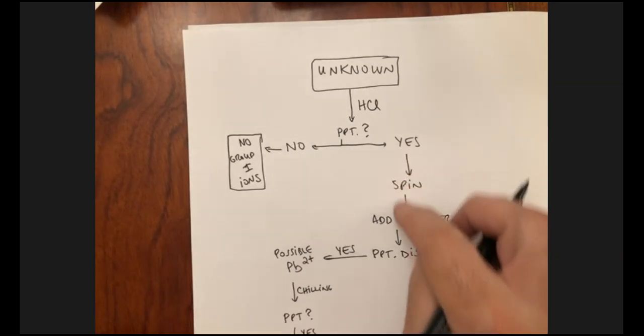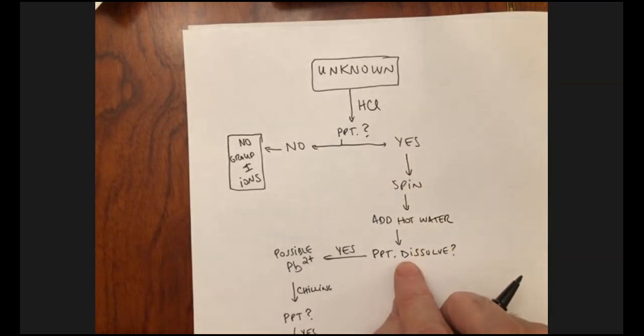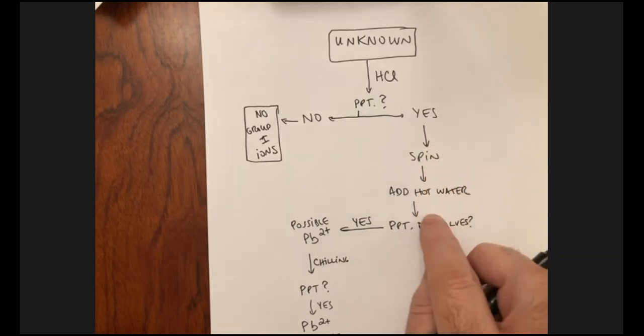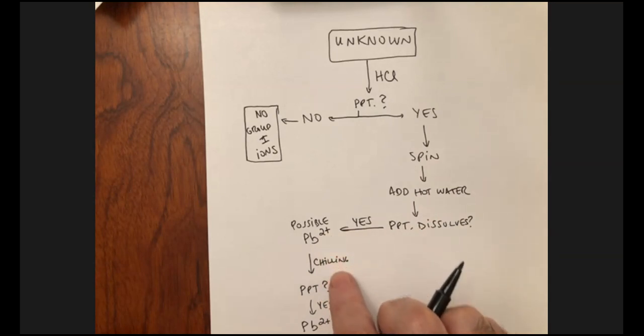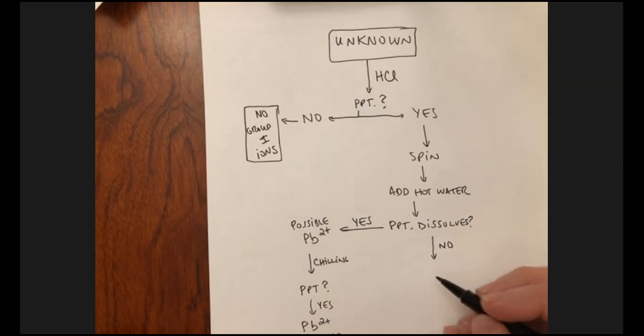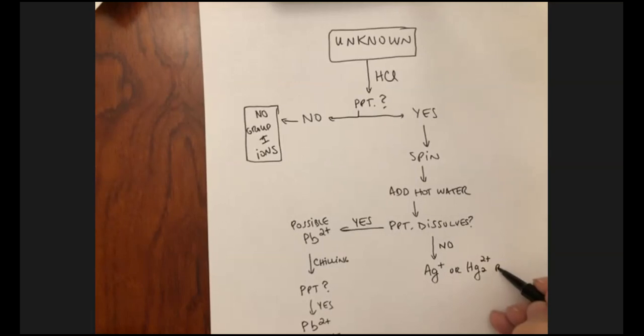In other words, if all your precipitate dissolves, then what that means is that the only thing you had in there was lead chloride, but you want to confirm it by chilling the mixture and see if it reprecipitates, right? Now, let's say that the answer is no, it didn't all dissolve. So that means that silver or mercury one might be there, right? These are possible.